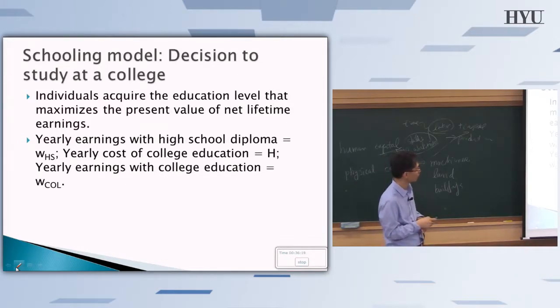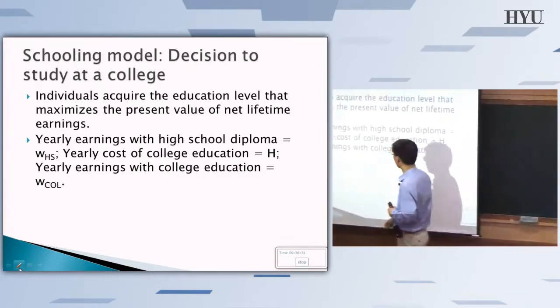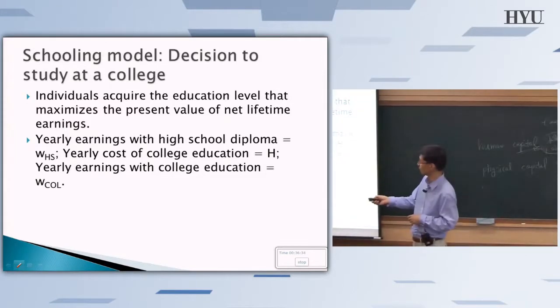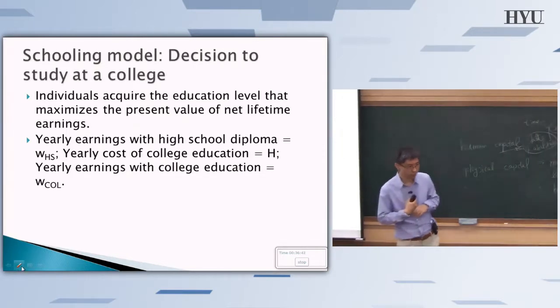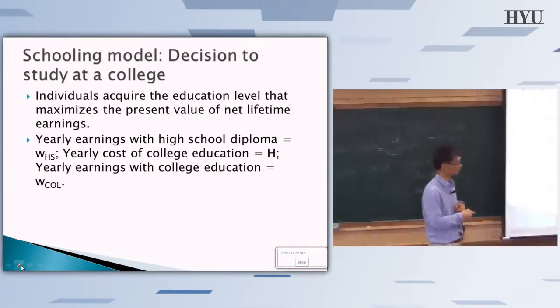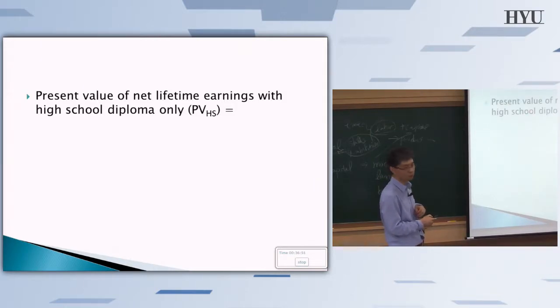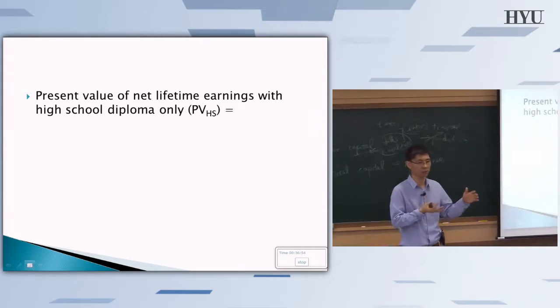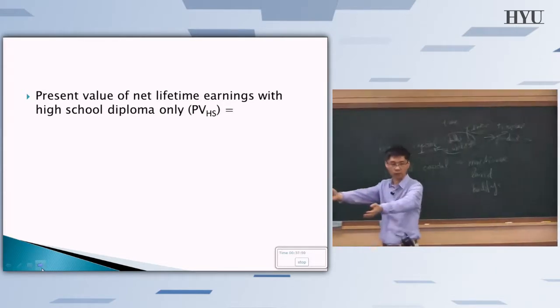For that person, the yearly earnings with a high school diploma, we call WHS. This is how much this person can earn every year with only a high school diploma. And after college, this person will earn WCOL. But each year, this person should spend H dollars. This is the yearly cost of college education. Get it? It's a very simple model. First, let's just look at two paths. One path is the path of earnings with only a high school degree, and the other is the path of earnings with a college degree.